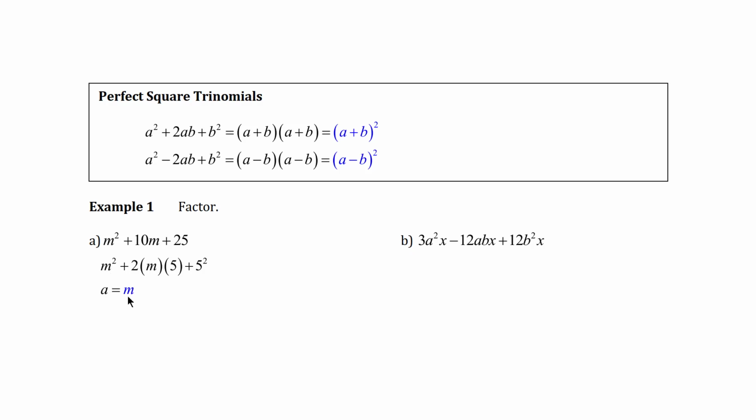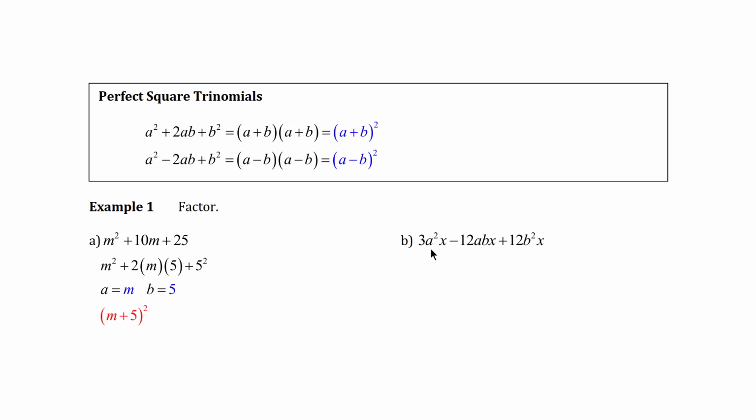Next, to find the value for b, we just take the square root of the third term, 25. The square root of 25 is 5, so b is equal to 5. To factor, we just substitute these values into our formula, parentheses a plus b squared. Our final answer is parentheses m plus 5 squared. Next, we move on to part b.